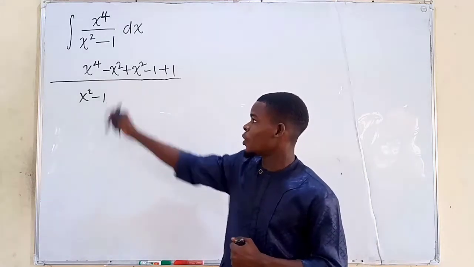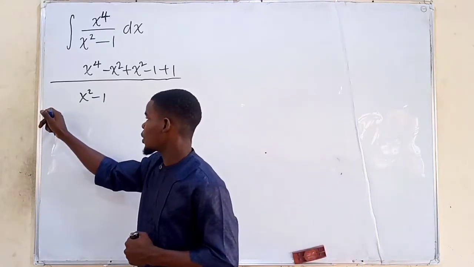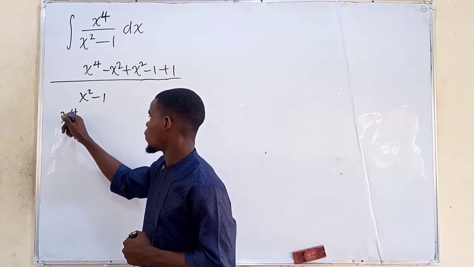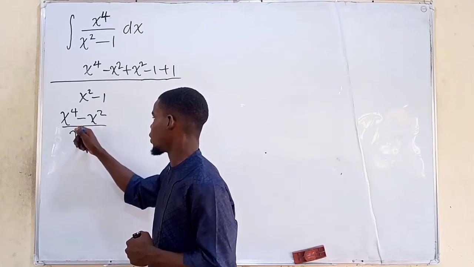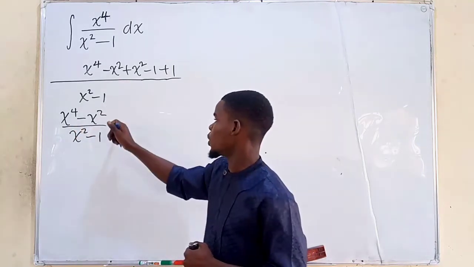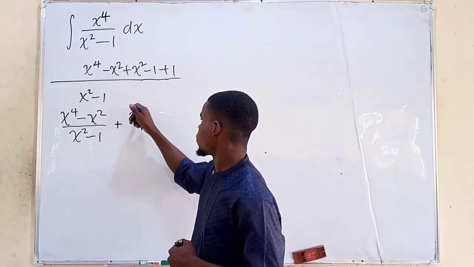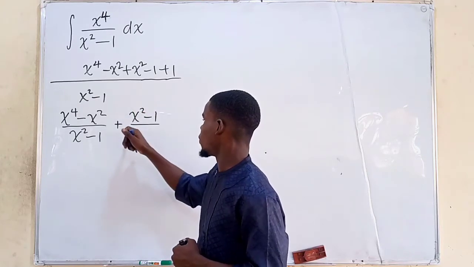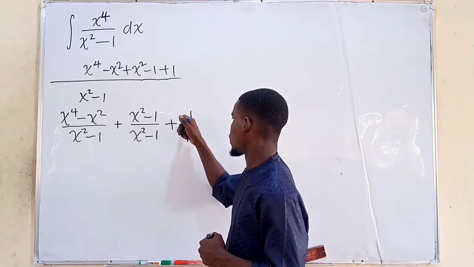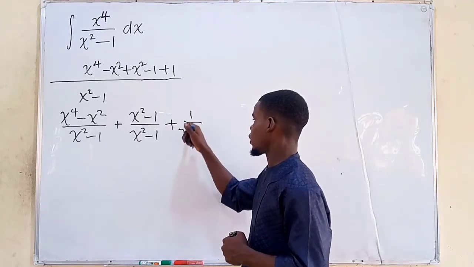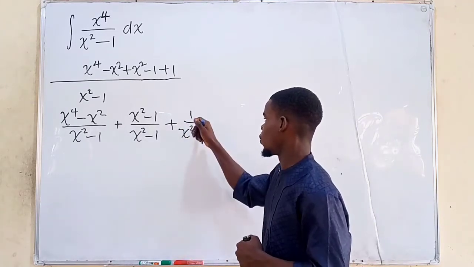So I'm going to take the first two together in the numerator. That means we're going to have x to the fourth power minus x squared, divided by x squared minus 1, and then we add it with x squared minus 1 divided by x squared minus 1, and then lastly we just take 1 divided by x squared minus 1.